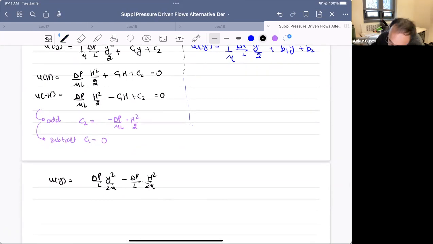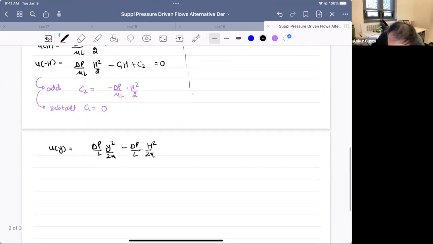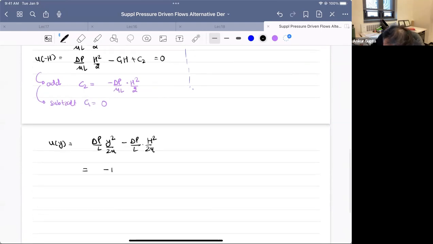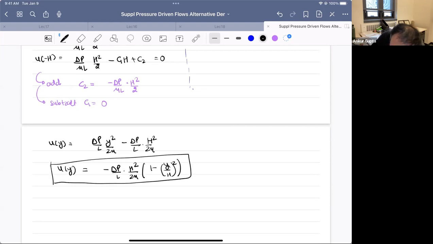Okay, and so when I take it out, I can write minus delta p by L, h square by 2 mu, times 1 minus y by h whole square. Okay, so this is the u of y that you have seen in class, just with the small h replaced with capital H. All right, so this is the equation.